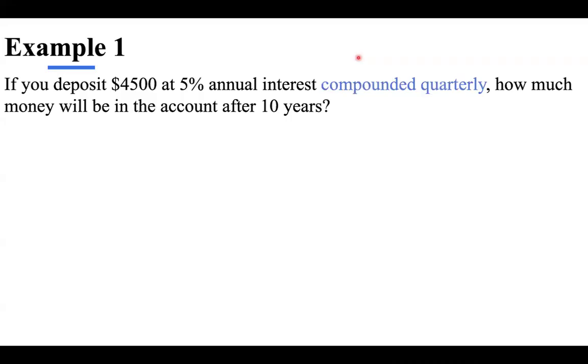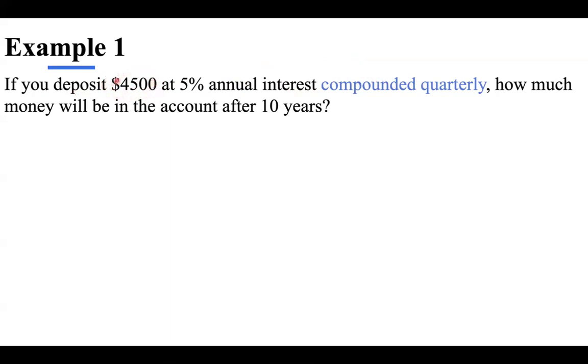Let's look at this example. If you deposit 4,500 at 5% annual interest compounded quarterly, how much money will be in the account after 10 years? So the way I start this problem is first I have to label what I know, right?